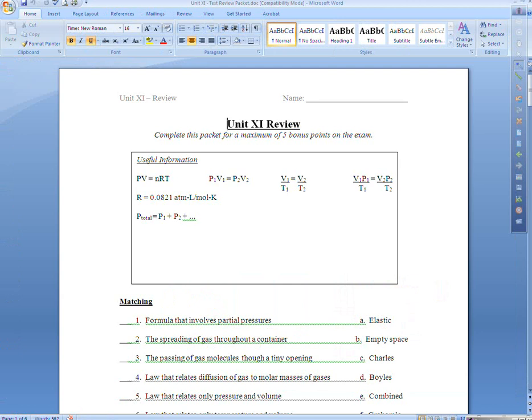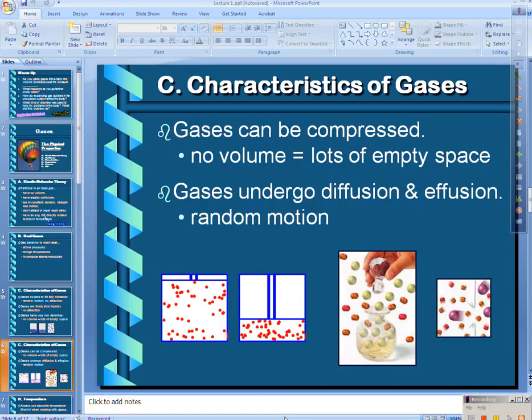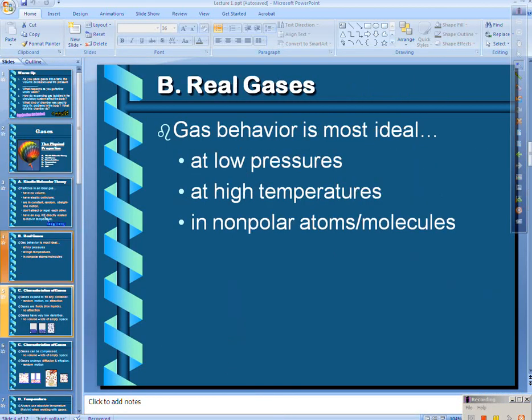Next question. Alright, so the next question is, at what conditions do ideal gases exist? The answer to that is going to be at low pressures, high temp, and in nonpolar atoms or molecules, because there's nothing there that attracts each other in the nonpolar atoms or molecules. So again, pause it if you need more.